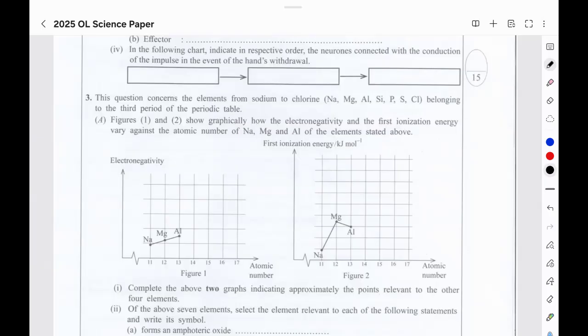So now for this one, electronegativity is what? Increasing. Okay. So it's gradually increasing. Then continue the line. Sodium, magnesium, aluminium. Not straight though. Right. Something like that.